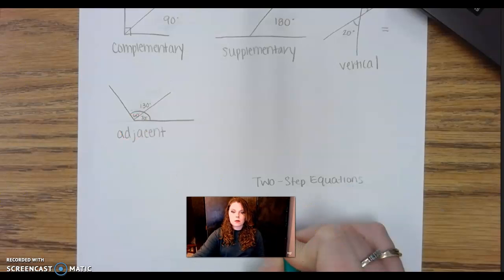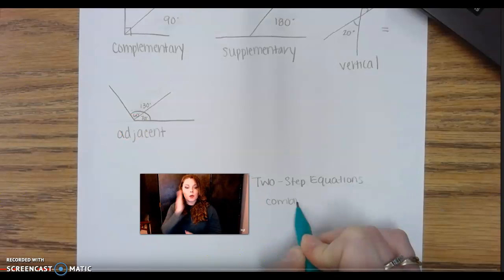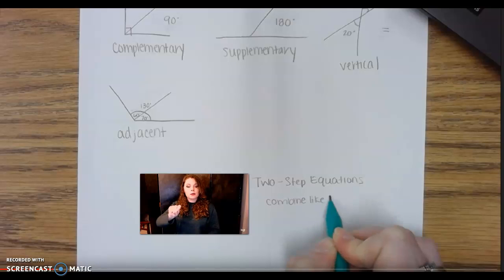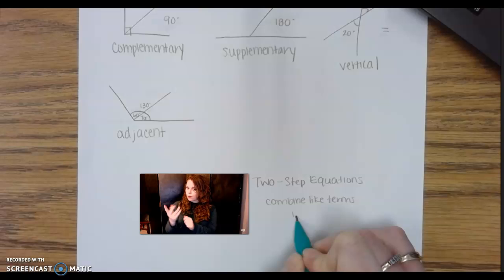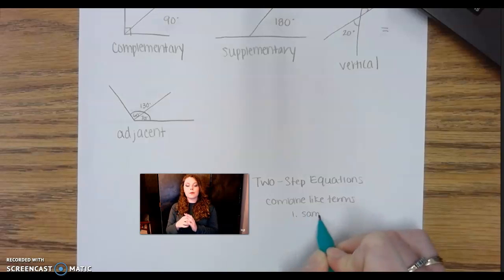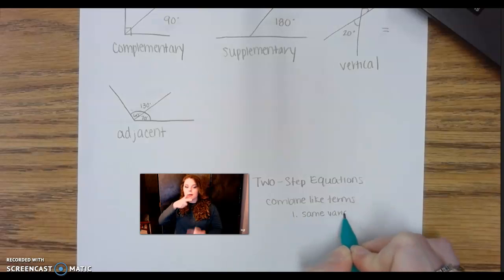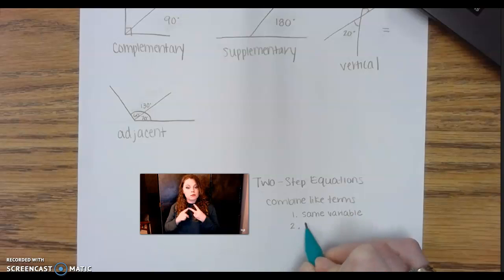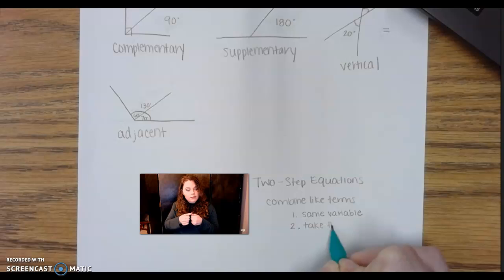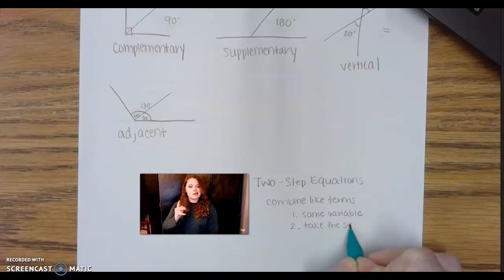And when you have like terms, there's two things that you must remember. The first one is that they have to have the same variable. And the second thing you need to remember is to take the sign in front of the number.